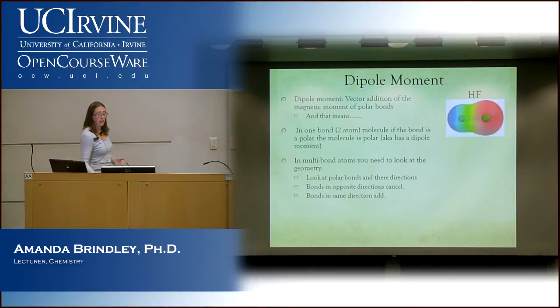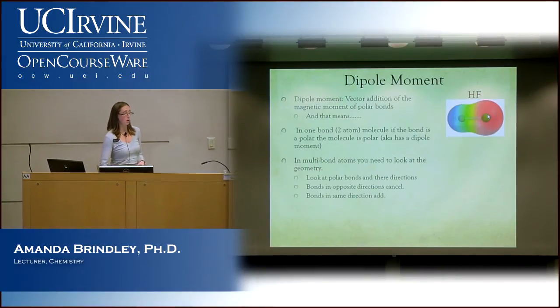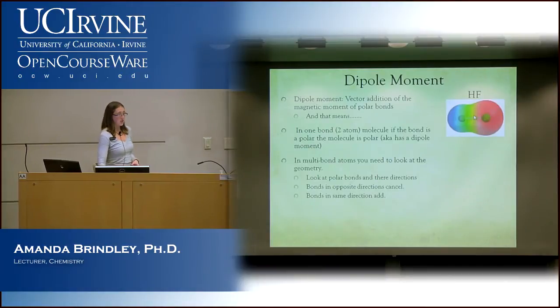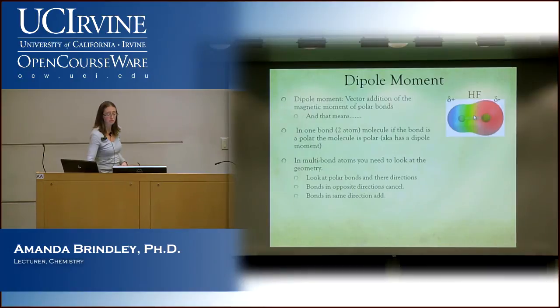So something like HF is a good example of a one-bond case, where you just have the fluorine taking all the electron density to it. There's nothing to cancel it out. There are no other atoms you have to worry about when deciding whether that particular bond is polar or not. And so you're just going to get a polar bond and a polar molecule.